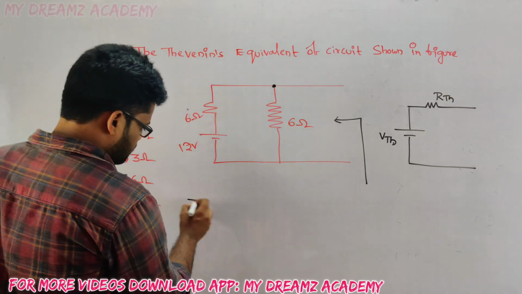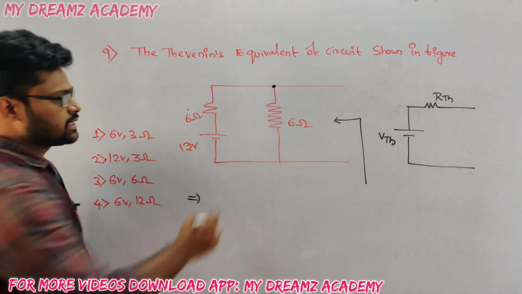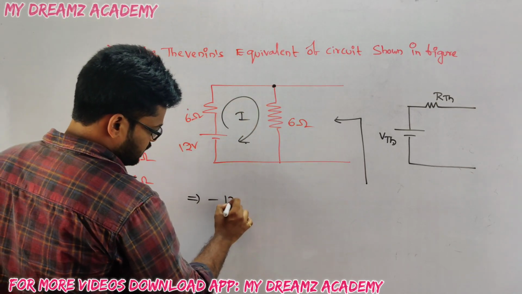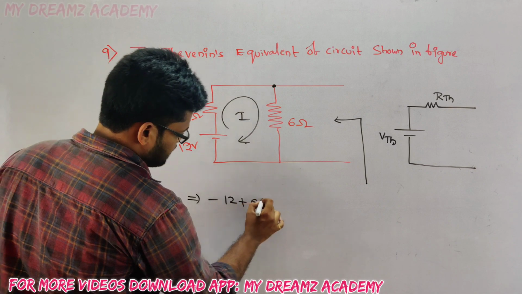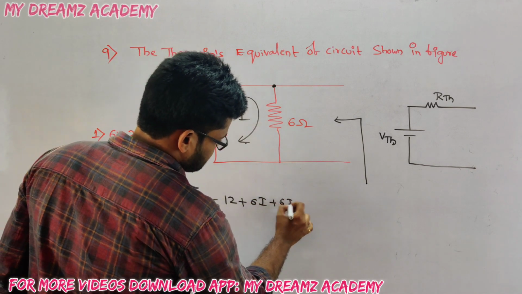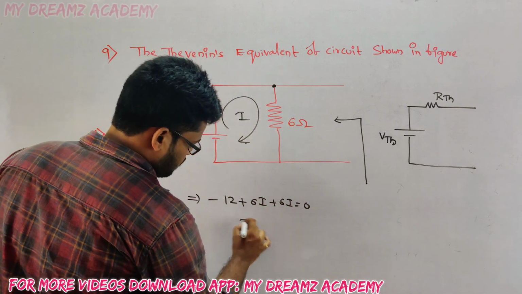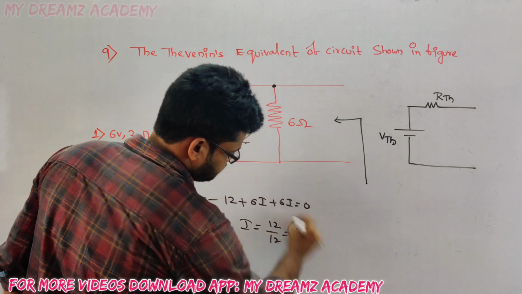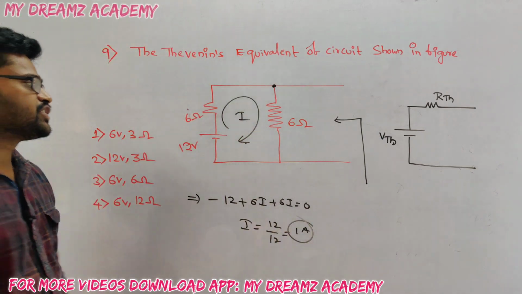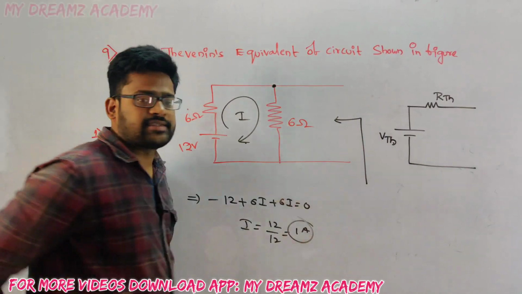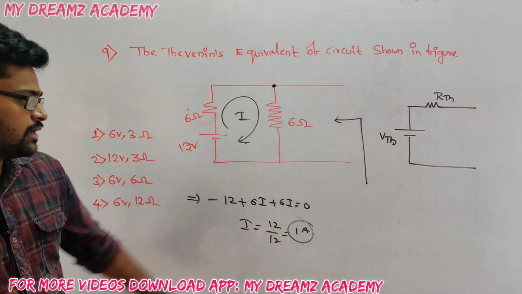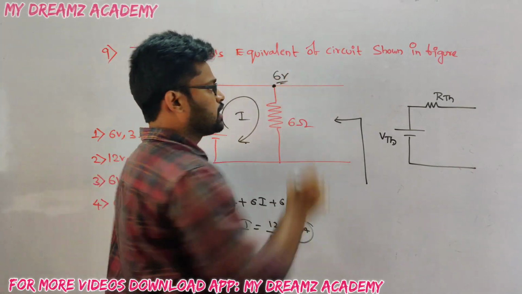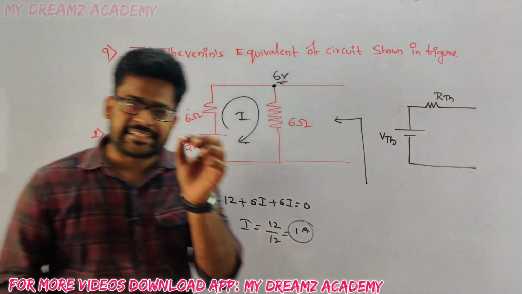How can we calculate the voltage across this point? Apply KVL in this circuit. So I minus 12 plus 6I plus 6I is equal to 0. I is equal to 12 by 12, that is 1 ampere. Now the voltage across this resistor is 1 into 6, that is 6 volts. So the Thevenin's voltage is 6 volts.